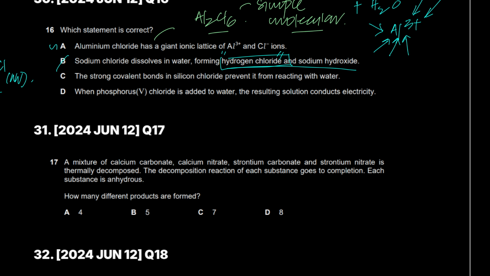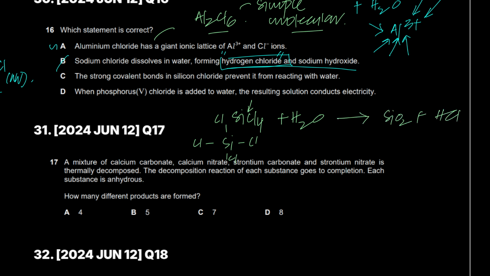This statement is incorrect. The strong covalent bonds of silicon chloride, SiCl4, prevent it from reacting with water. Please, this is so important. SiCl4 reacts with water. Si and these 4 Cls have strong covalent bonds between them, but it still reacts with H2O. I've seen it. It forms an off-white precipitate of SiO2 and forms HCl. C is incorrect.